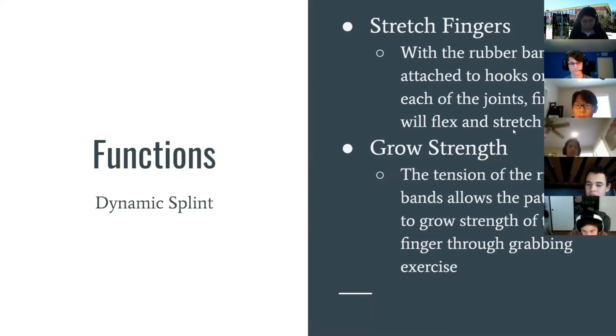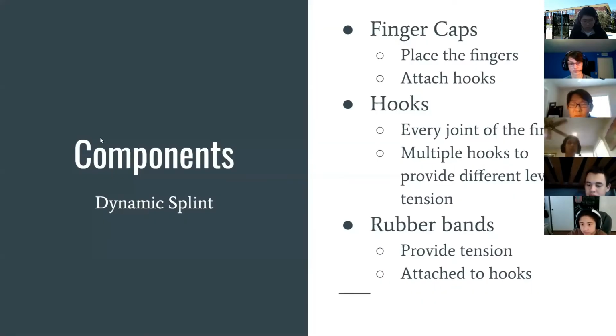So for the components, I'm going to have a finger cap that will allow them to place their finger in there and hold it there. And I'll attach the hooks that I told you before on top of the finger cap. Those hooks will also be on each joint of their finger, and will allow them to put the rubber band on top of each joint so they can move freely and also provide tension.